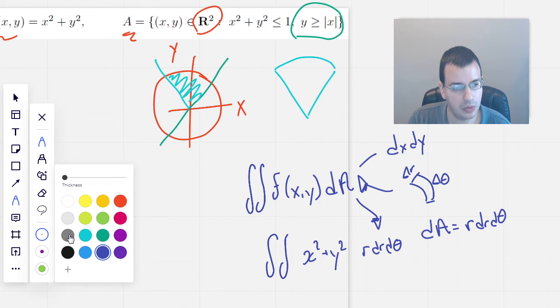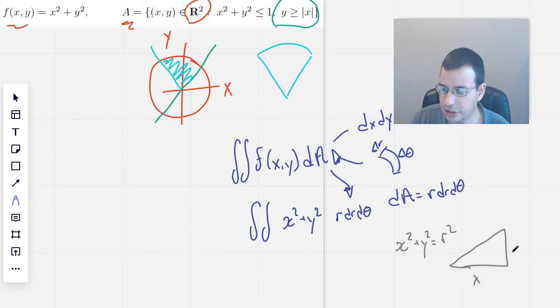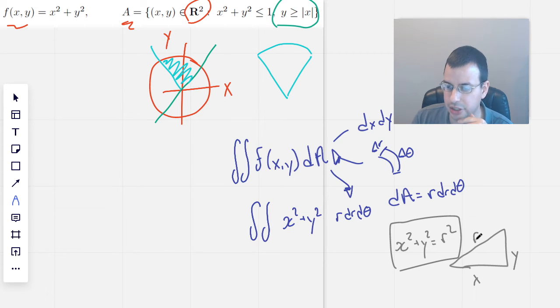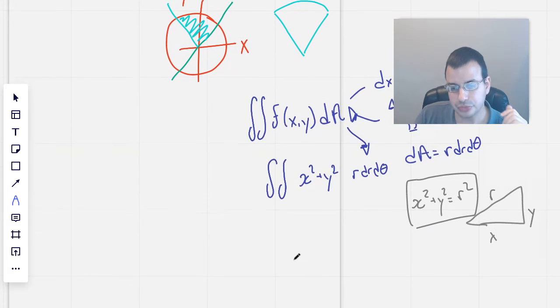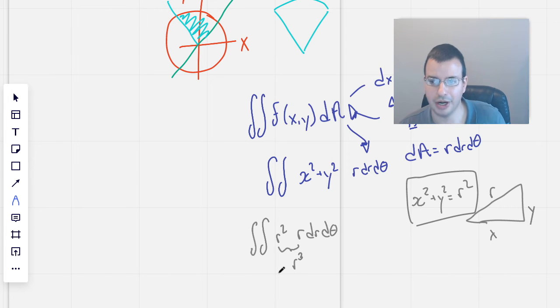So now we want to convert x squared plus y squared into r squared. So x squared plus y squared equals r squared. You can kind of see this if you draw a triangle. You have x here, you have y here. This would be the radius, and by the Pythagorean theorem, this is going to be r. And so you're going to have this relation here: x squared plus y squared is going to be r squared. So we can rewrite this one more time, and we have r squared times r dr d theta. We're going to combine these to make this r cubed. So we will write it one more time.